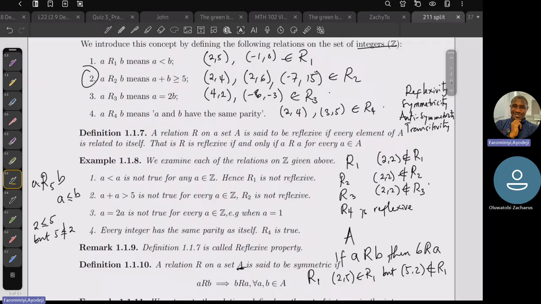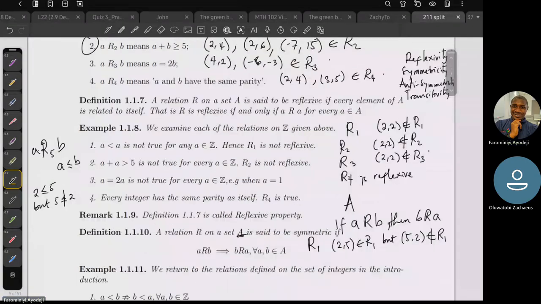So we can leave it at that. R4 is symmetric because any time an integer is related to another integer due to their parity, if we reverse the order, the parity is still preserved. So they will still have the same parity, right? Good.